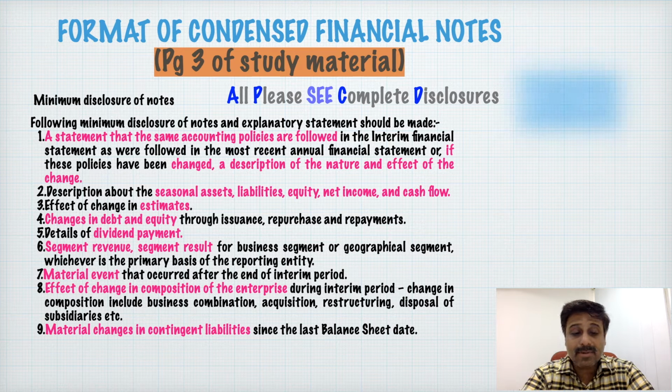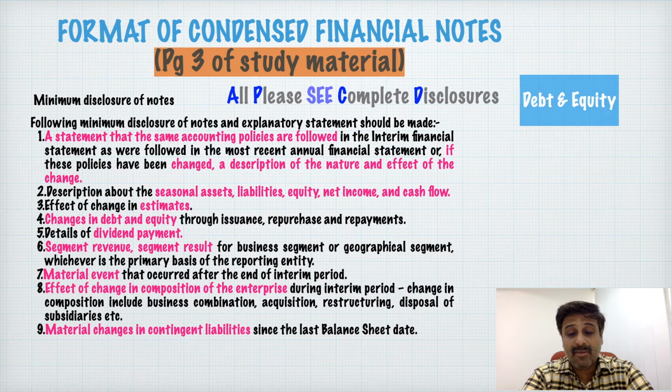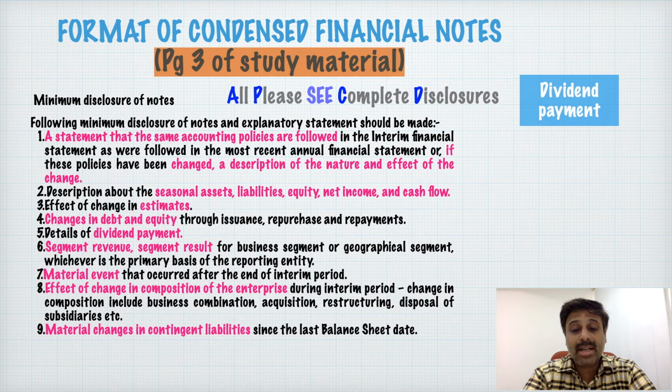Then D again stands for 2 points. That is point number 4, debt and equity. If there is any change in debt and equity because of issue of debentures, repurchase or repayments, then that should be disclosed. And point number 5, if any quarterly dividends are paid, then that must also be disclosed.